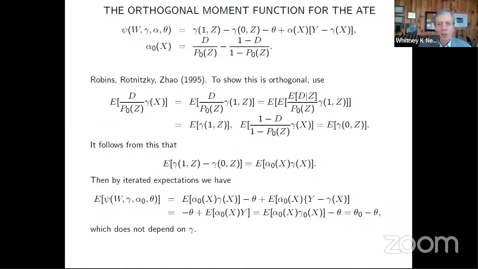Okay, so let's just actually show that this is orthogonal. Why are we going to do this? Well, the orthogonality is the key property that's going to make this work for machine learning. What we're going to do is we're going to get a machine learner of gamma, the conditional mean of y given d and z. We're going to use some machine learning regression to estimate that. And then we're going to do the same thing, use machine learning to estimate alpha. And then we're going to do debiased machine learning of the average treatment effect using this orthogonal moment function. So we'll describe that in a couple of minutes here.